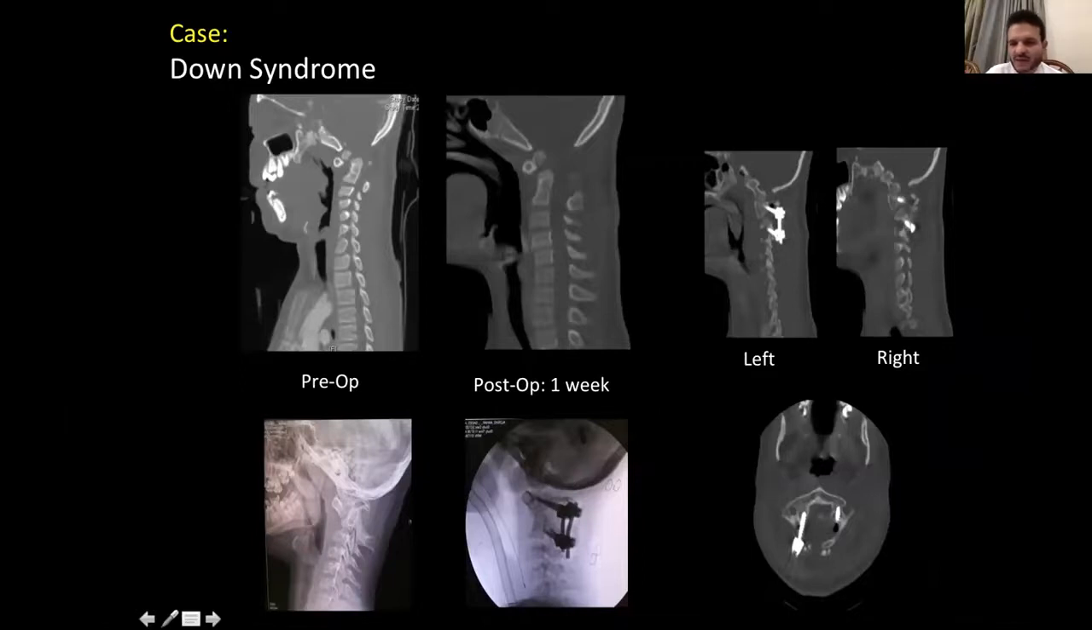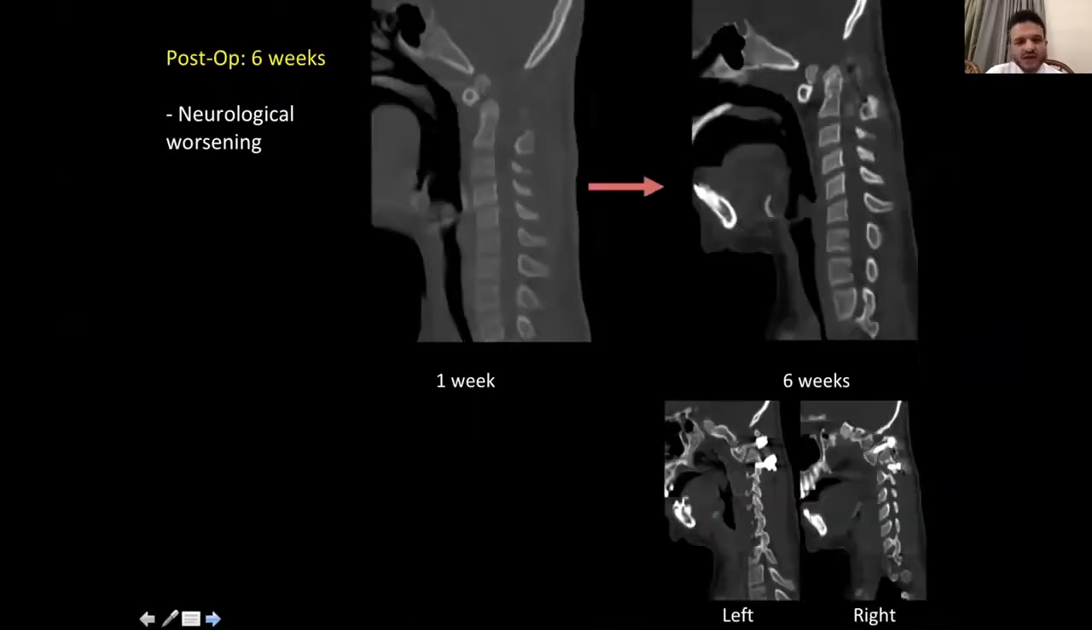And the patient was kept in a rigid collar and was discharged home. And neurologically, she was better. She started sitting, and I followed her up in the clinic. However, she came back 6 weeks later, and the family said that neurologically she's getting worse. After the improvement, she started losing some of the functions she had gained.